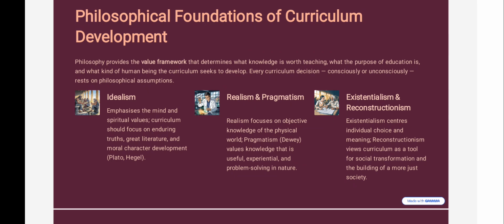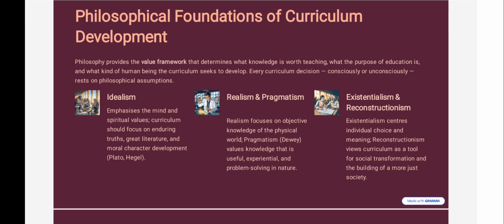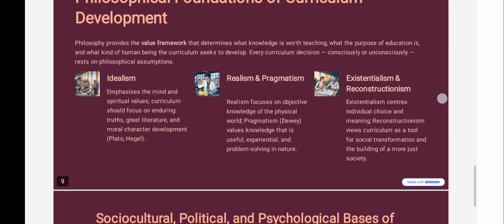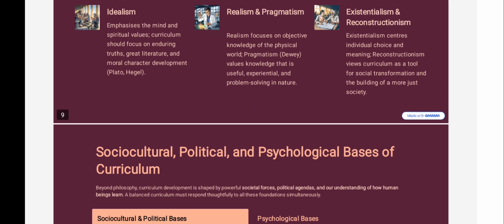Idealism emphasizes the mind and spiritual values. Curriculum should focus on enduring truths, great literature, and moral character development, as in Plato or Hegel. Realism focuses on objective knowledge of the physical world. Pragmatism values knowledge that is useful, experiential, and problem solving in nature. Existentialism centers on individual choice and meaning. Reconstructionism views curriculum as a tool for social transformation and the building of a more just society.